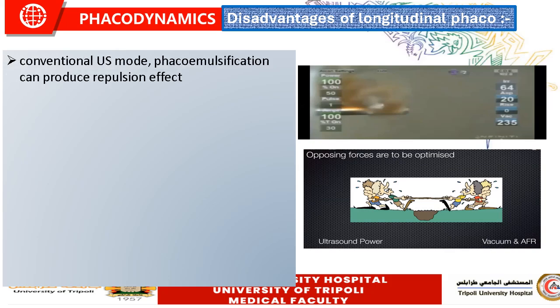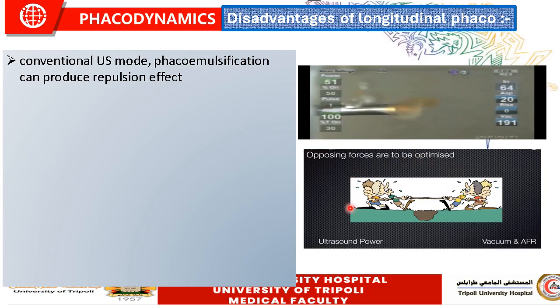So the first disadvantage of the longitudinal phaco is that it produces a repulsion effect. As you can see in this animation, the repulsion effect is due to the to-and-fro movement of the needle, so the fragment will be pushed backward and come back again. So in the traditional longitudinal phaco, you need to increase the vacuum setting, so that when the lens fragment is repelled away from the phaco needle, it is retracted again by increasing the aspiration flow rate and also the vacuum setting, especially in the Venturi pumps.